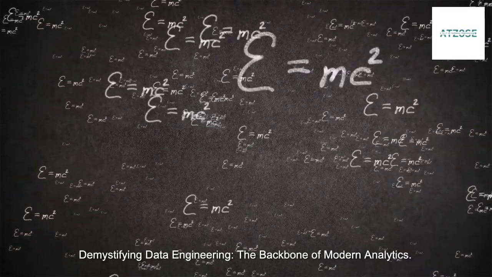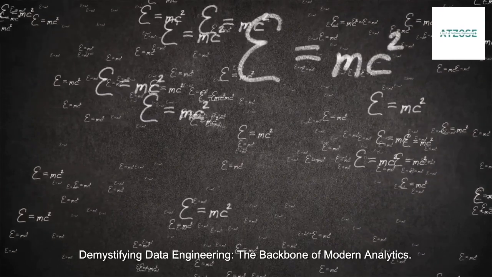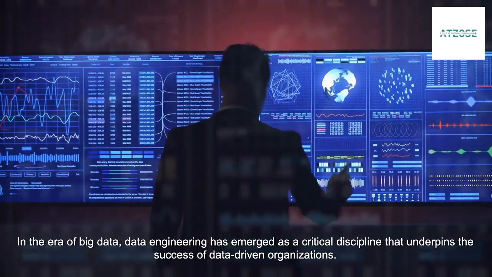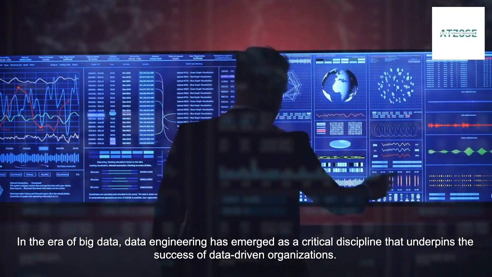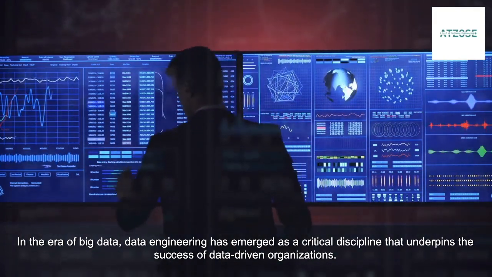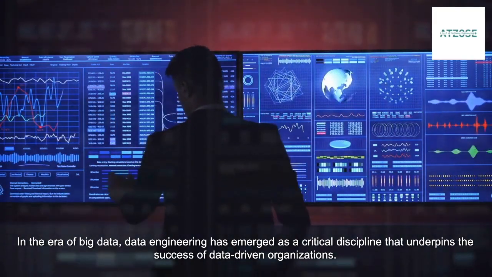Demystifying data engineering, the backbone of modern analytics. In the era of big data, data engineering has emerged as a critical discipline that underpins the success of data-driven organizations.